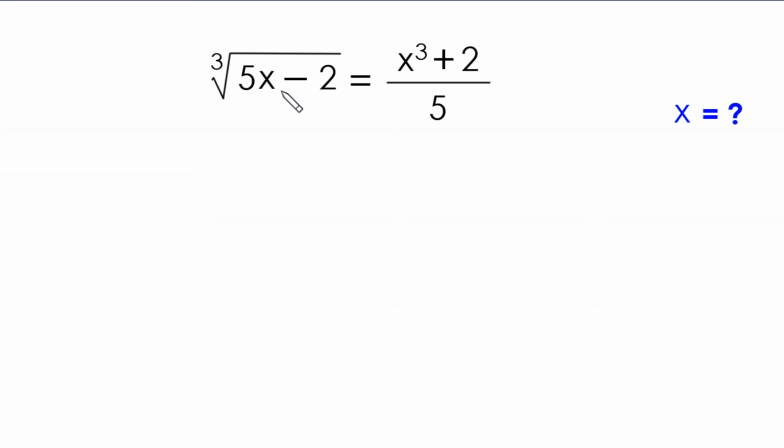Cube root of 5x minus 2 equal to x cubed plus 2 divided by 5. Our job is to find all possible values of x.